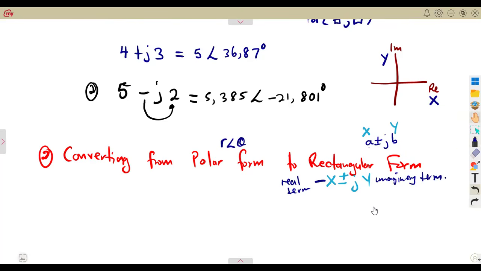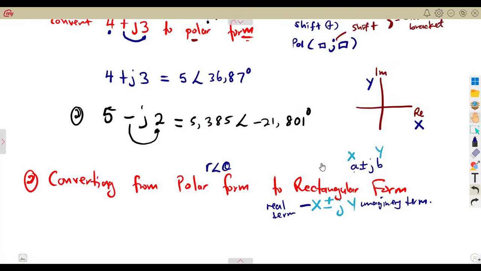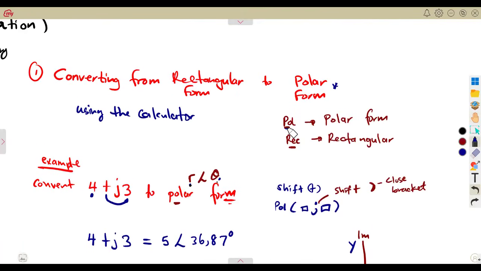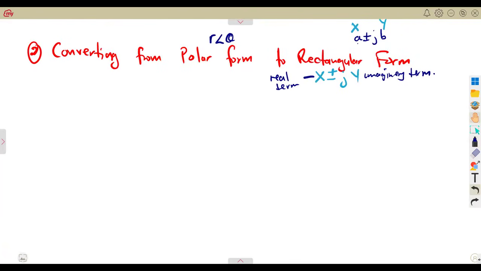So guys, this is what you just need to understand, the format that you're converting to, and also understand how the calculator presents. But like I said, for every format that you need, it's shift to that format. To polar form, you press the pol. This time you need where it is written rec, for rectangular form. All right, so let us just have an example here.